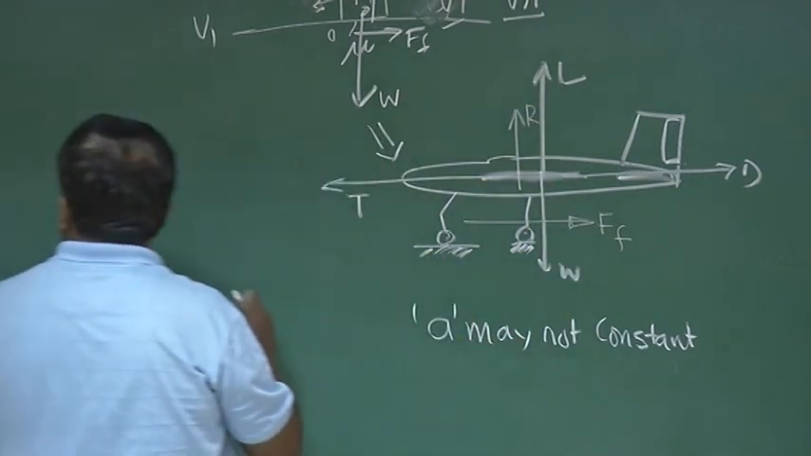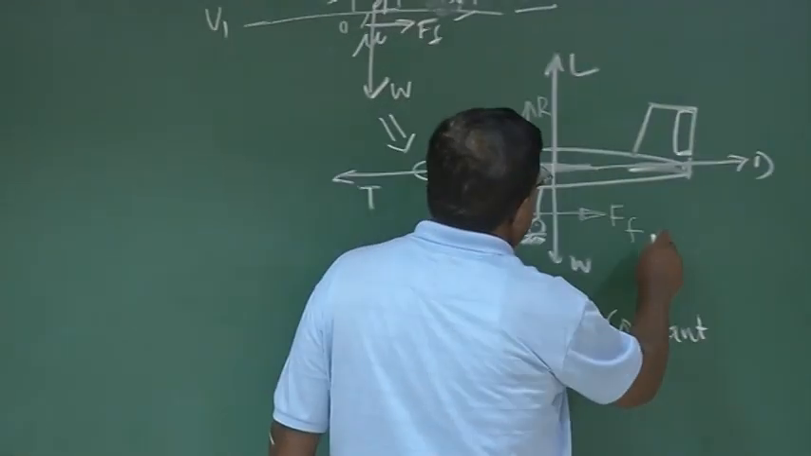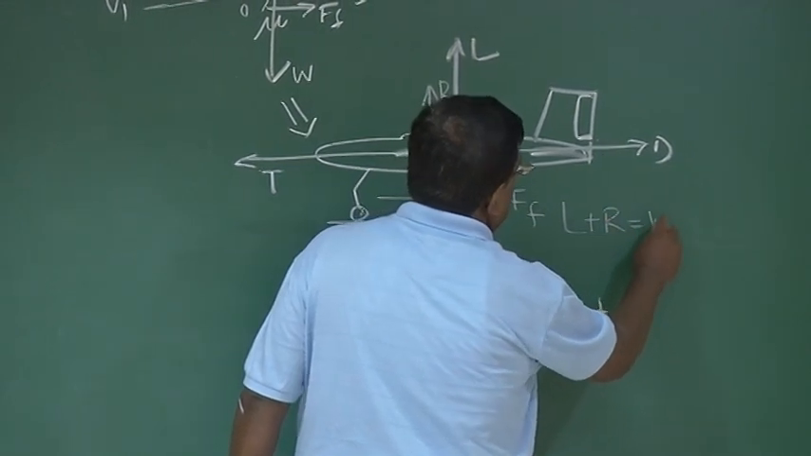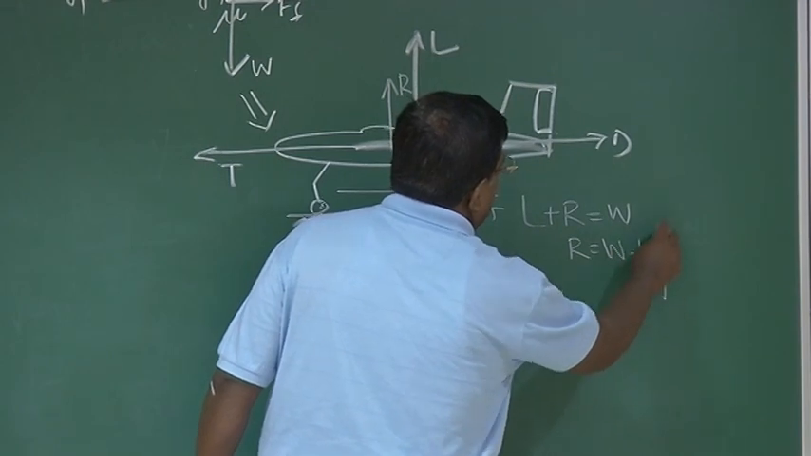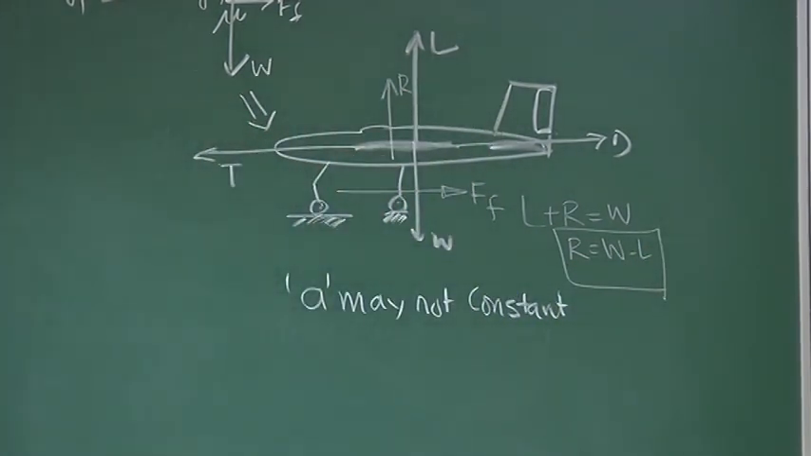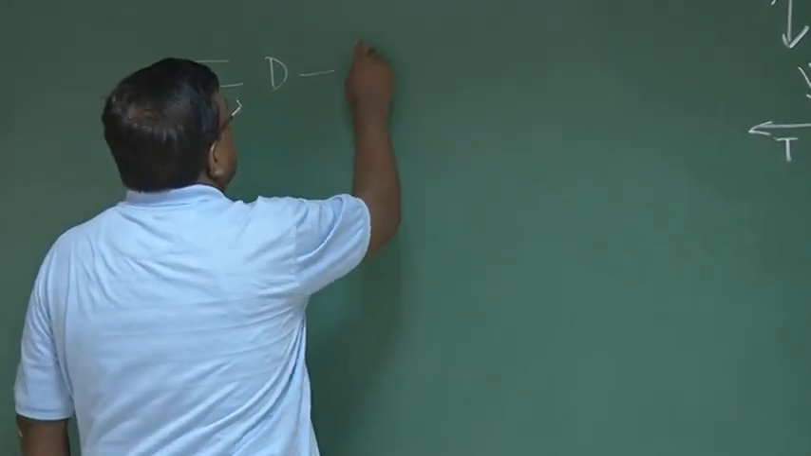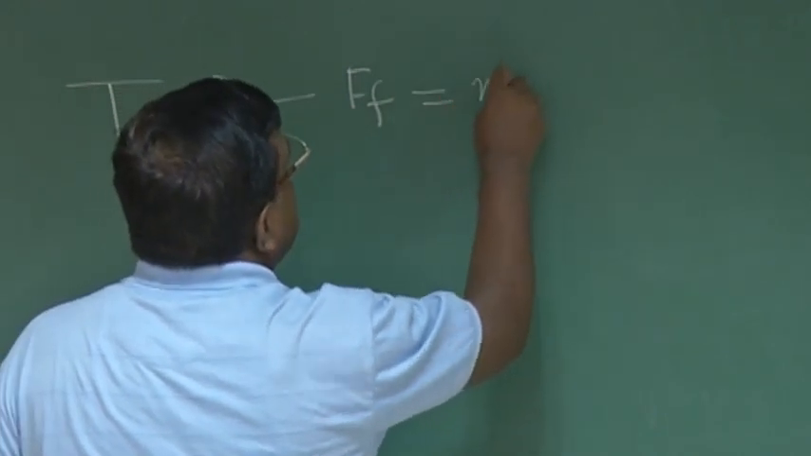So one thing I know, that here, let me complete this, L plus R equal to W, or R equal to W minus L. Naturally, if lift is equal to weight, then R will be 0. Okay? This I know. So if I now write this, complete this equation, I have T minus D minus Ff is equal to M into A.